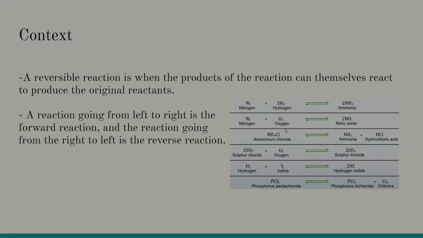Now for some context before we get into equilibrium, as you can see here on the picture on the right, these are called reversible reactions. A reversible reaction is when the products of the reaction can themselves react to produce the original reactants, which is indicated by this double arrow in between the reactants and the products. Another thing we are going to be mentioning a lot throughout this presentation are forward and reverse reactions. A reaction going from left to right is the forward reaction, and the reaction going from right to left is the reverse reaction.